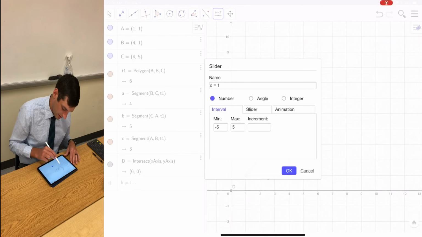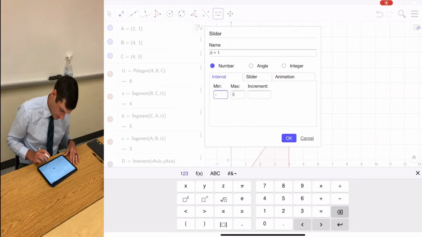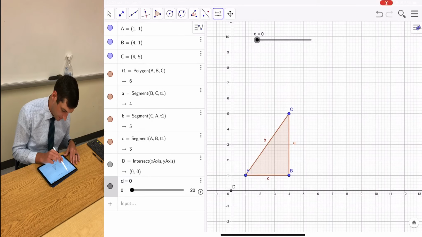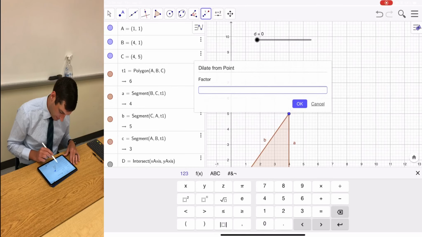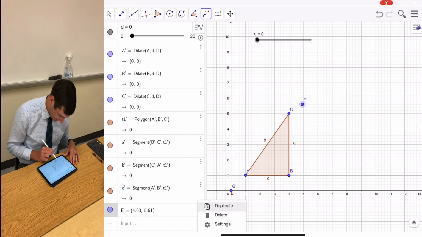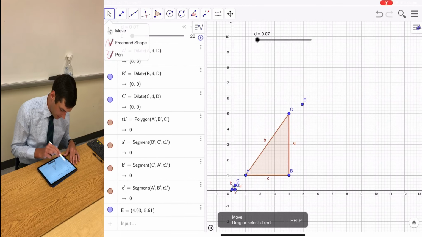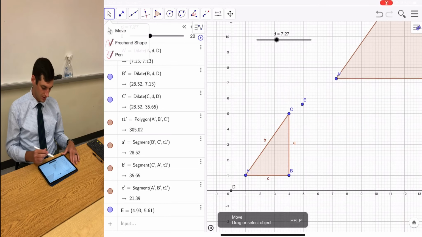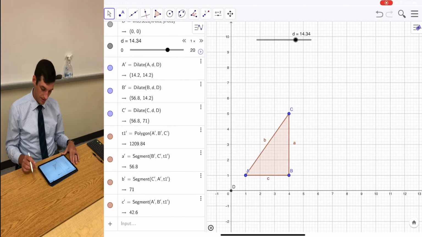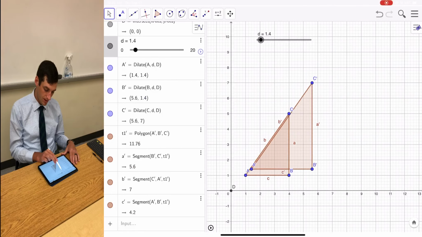I'm gonna create a slider on this one and animate it, because why not? And we're gonna do 0 to 20. And we're gonna do increments of 0.01. All right, now start it at there, dilate from a point, there. Dilation factor, we're going to type in D because of our slider. Okay, I don't know where that point came from, but now if I go up here and animate my slider, you can see animate my slider. Might have made it a little bit too big, but I don't need to animate.